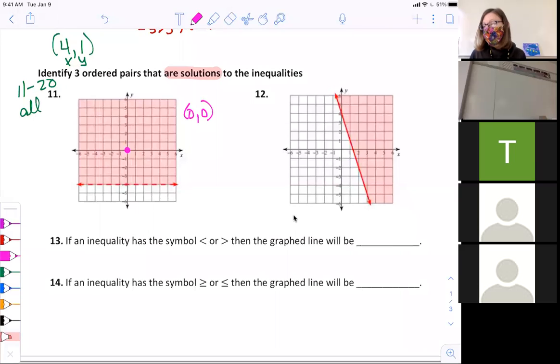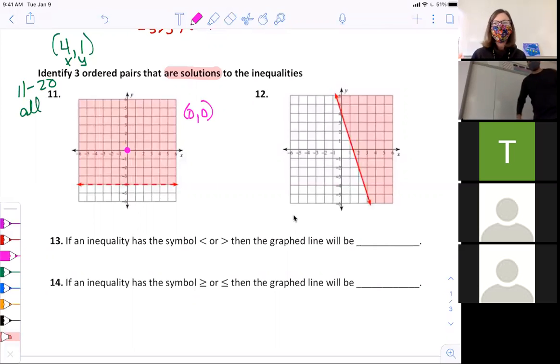Same thing with number 12. Find 3 points. Pick 3 points in the shaded area. So you're not doing any work. You're picking 3 points in the shaded region to kind of identify that you understand where the solution is located.